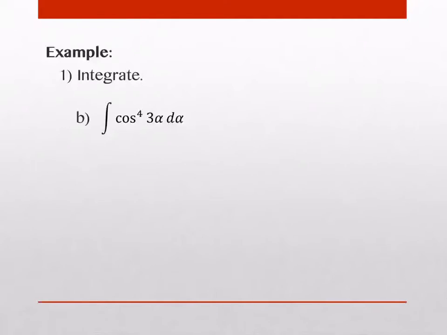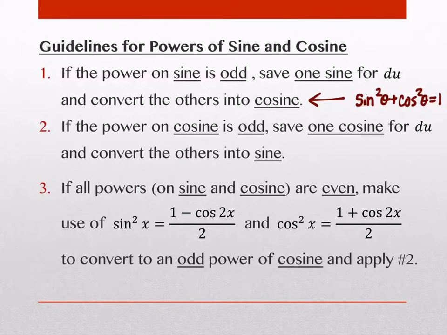This one has a cosine to the power of 4. So take a look back at those guidelines. Which guideline are we going to have to use for this one? Yeah, the third one, right? I wanted to show you an example of what happens when they're even, because if I show you another example, number 2, it's going to look just like number 1. You do the same thing.